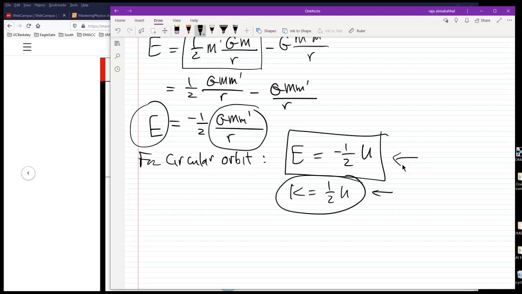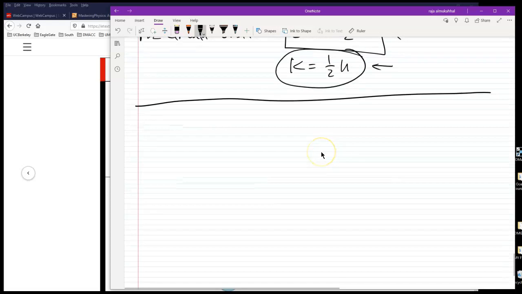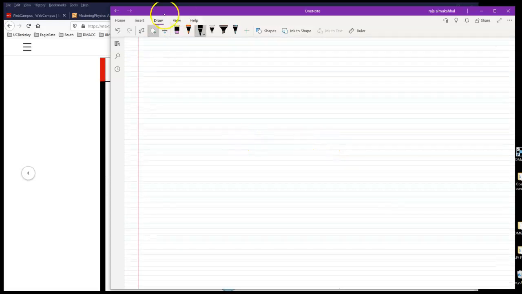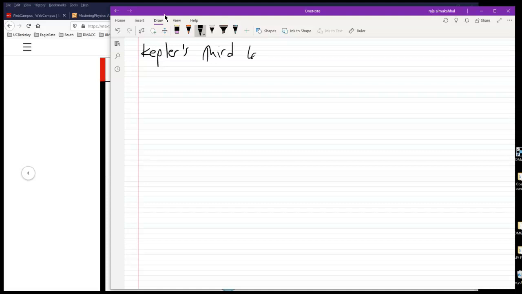Okay. I have two more topics I want to talk about before we start doing problems. The next one, I promised you I would show you Kepler's third law. If you go back to Kepler's third law, he basically says the square of the period is proportional to the cube of the distance. Okay, what does that mean? Let's say the Earth around the Sun. Here is the Earth, here is the Sun, here's the distance. Assume it's a circular orbit, or ignore the fact it's elliptical.